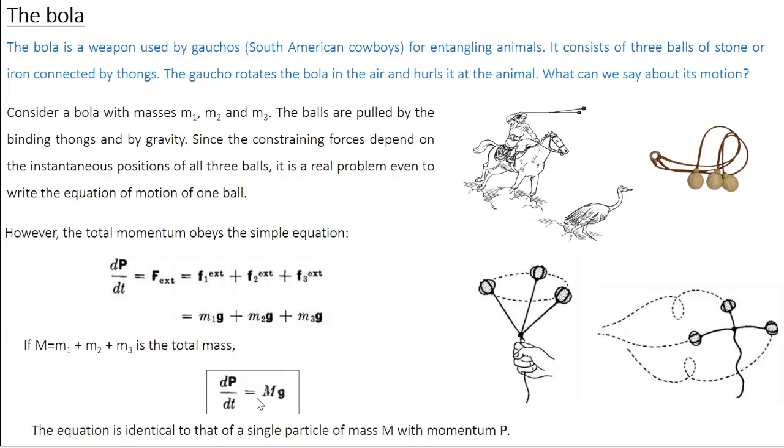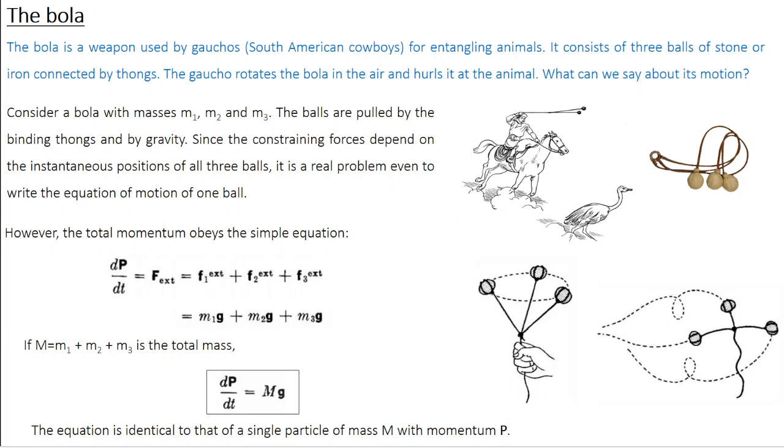Now look at this equation. Even though we are talking about a system consisting of three particles, if you look at the final equation of motion, this is identical to the equation of motion of a single particle of mass M with momentum p. In other words, a multi-particle system you are simplifying into a single particle system, or a many body problem you are reducing to a single body problem.